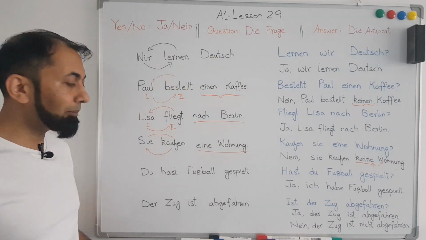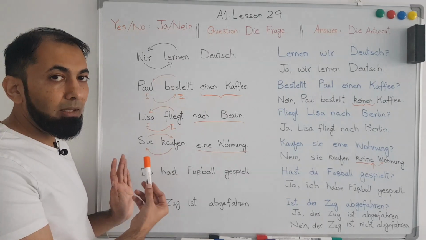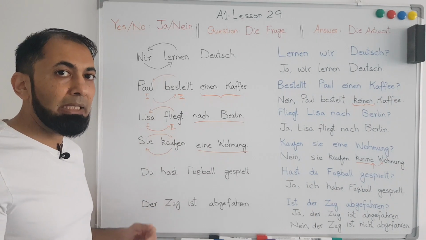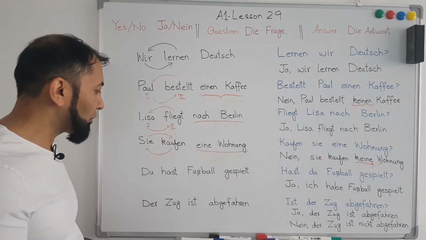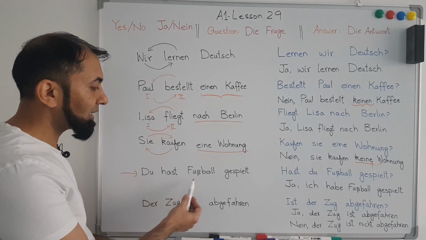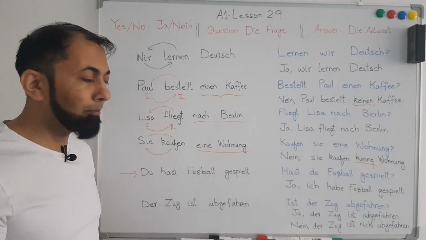And the next two examples are for the perfect tense. One example is by using the haben verb at the second position, and the second example is by using the sein verb at the second position. Let's look at the first example. Du hast Fußball gespielt. You have played football.